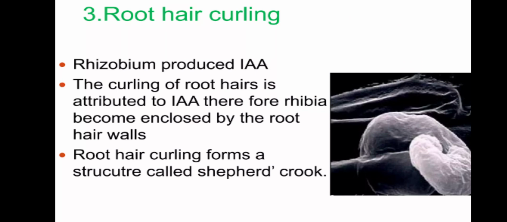And the next one is root hair curling. The curling of the root hairs is attributed to an acid produced by the bacteria. Therefore, rhizobia become enclosed by the root hair walls. The nod factors induce curling of the root hair. This curling traps rhizobium cells inside the root hair pocket, and the root hair curling forms a structure called the shepherd's crook.